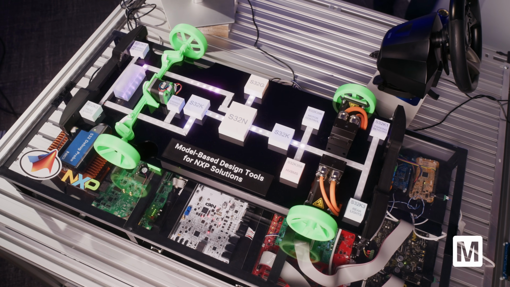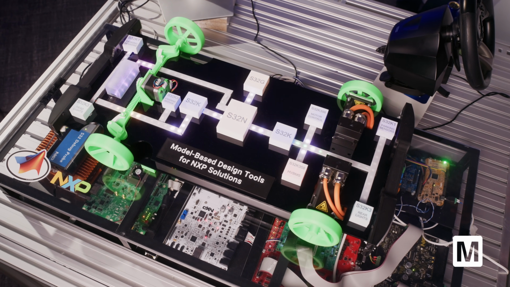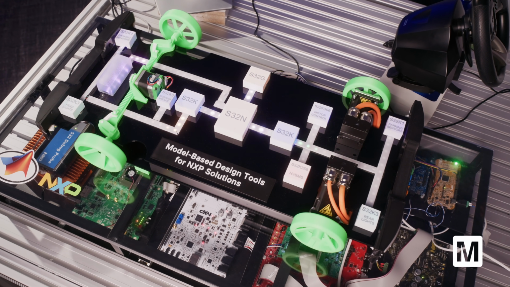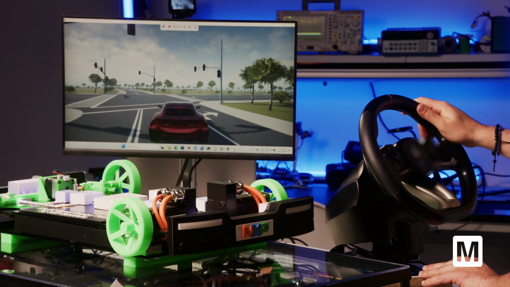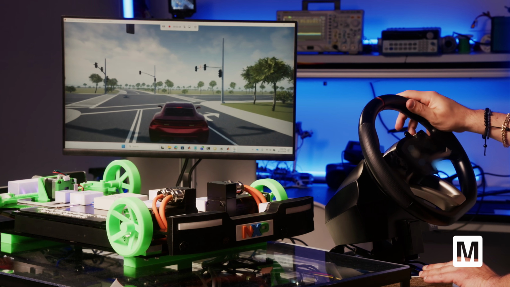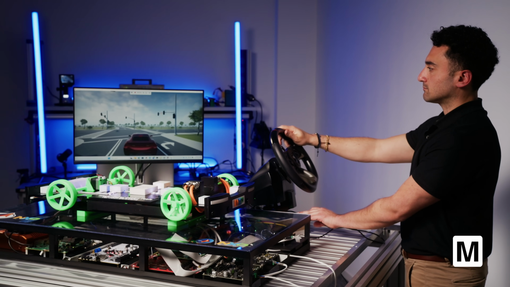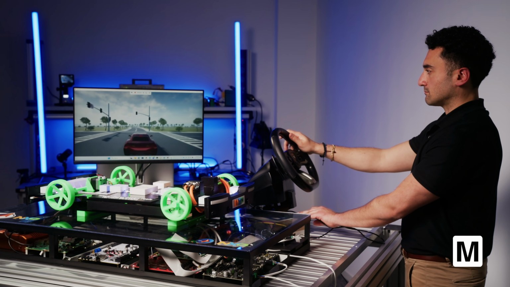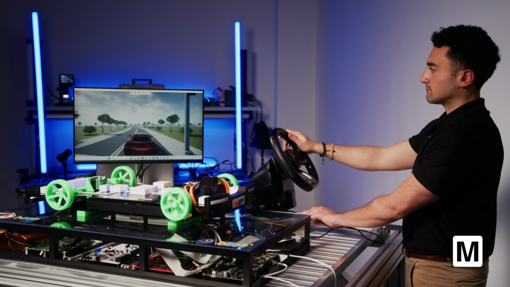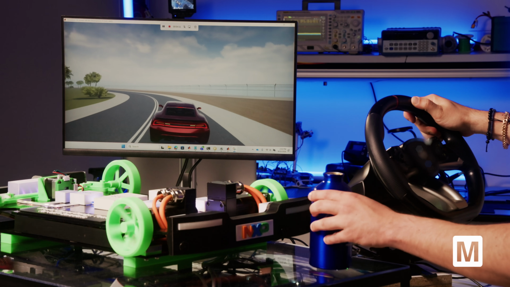On the bench here is the physical vehicle model with the actual rear lights, connected to the Freedom Automotive board underneath. On the screen next to me is the driving simulation running in Simulink. Now I'll take control of the vehicle and start driving. The rear lights on the physical model are responding in real time to the simulation state. Now watch what happens when the rear sensor detects an obstacle.